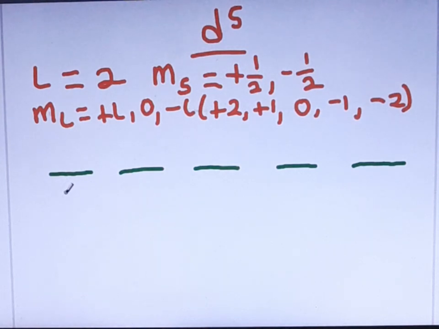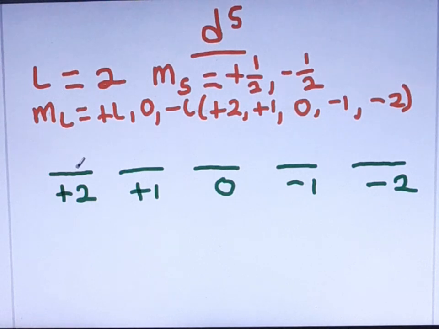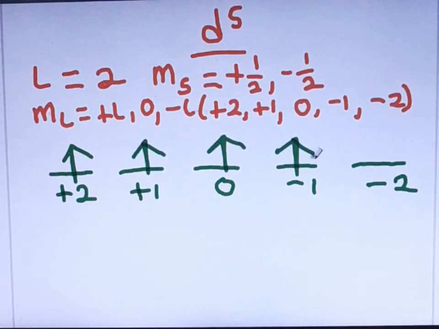Then we write down the magnetic quantum number for each orbital. So plus 2, plus 1, 0, negative 1, negative 2. Since we are working with D5, meaning 5 electrons, we fill the orbitals with the 5 electrons by obeying the rules in filling orbitals with electrons. So 1, 2, 3, 4, and 5. There is no orbital remaining.